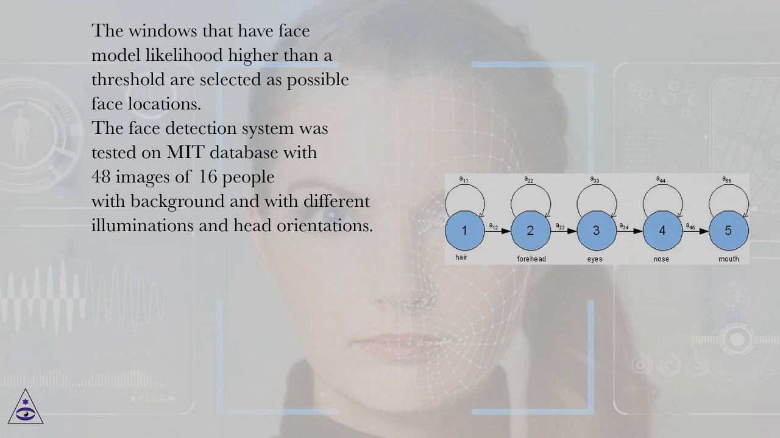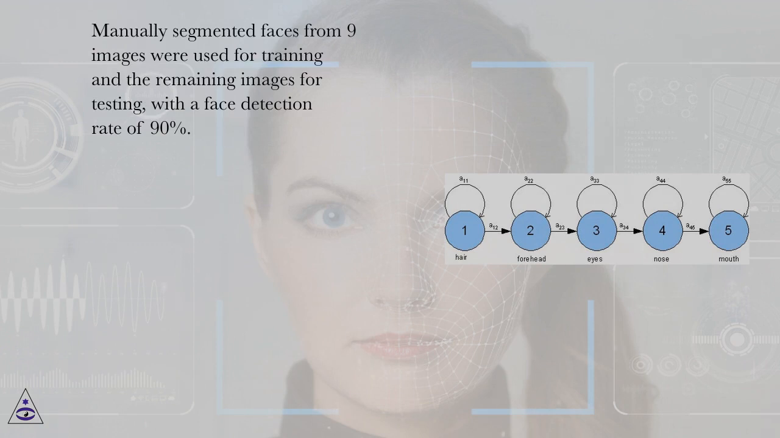The face detection system was tested on the MIT database with 48 images of 16 people with background and with different illuminations and head orientations. Manually segmented faces from 9 images were used for training and the remaining images for testing, with a face detection rate of 90%.